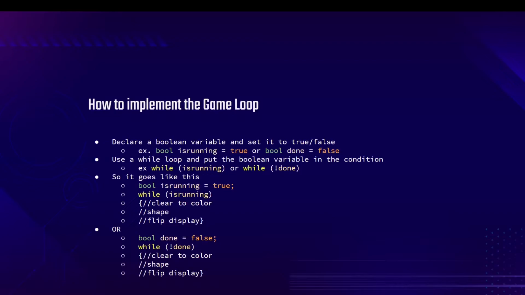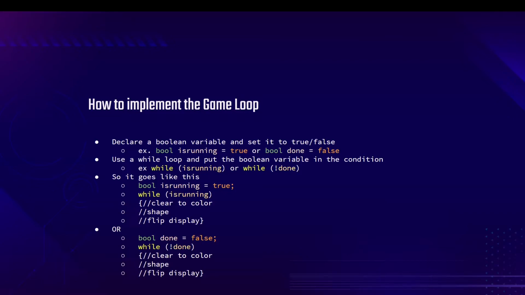So how do you implement the game loop? To implement the game loop, you just need two things: a Boolean variable and a while loop. A Boolean variable is basically a true and false variable, and a while loop is basically a conditional, more like an if-then kind of loop. The while loop goes on and on forever until there is some condition that breaks the loop.